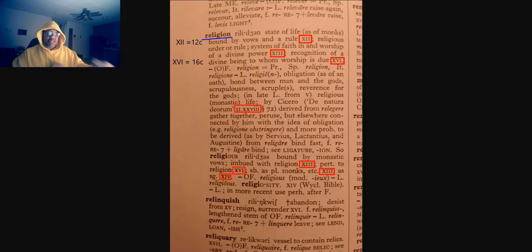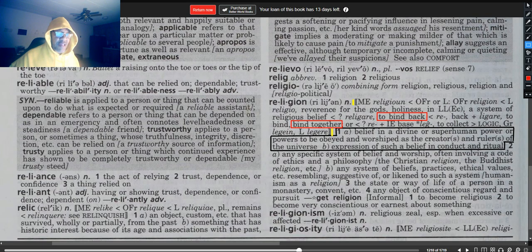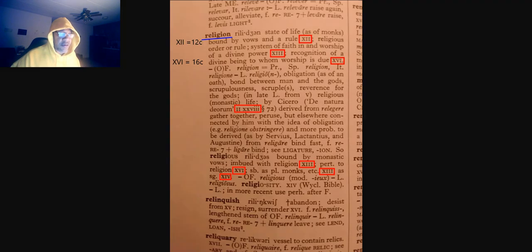So again, you can see it gives you a little more information, okay? See, in this other dictionary, you didn't see words like oath and taking an oath and stuff like that.